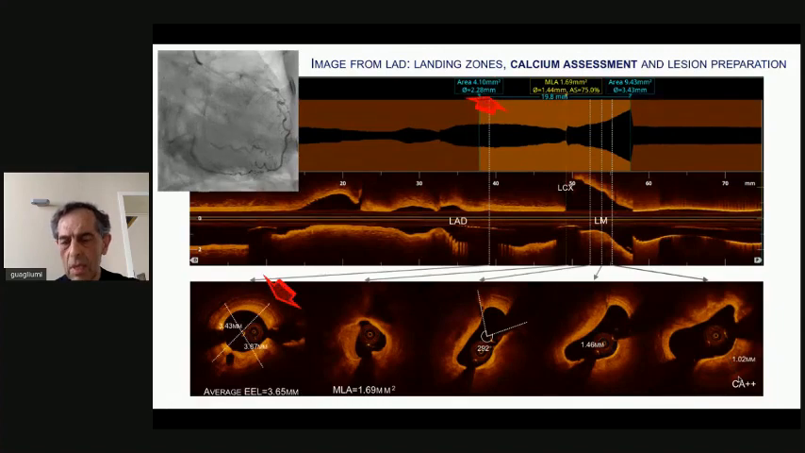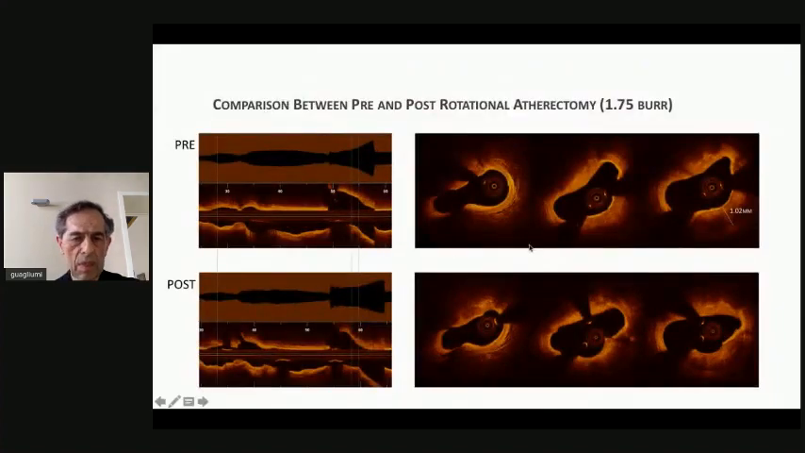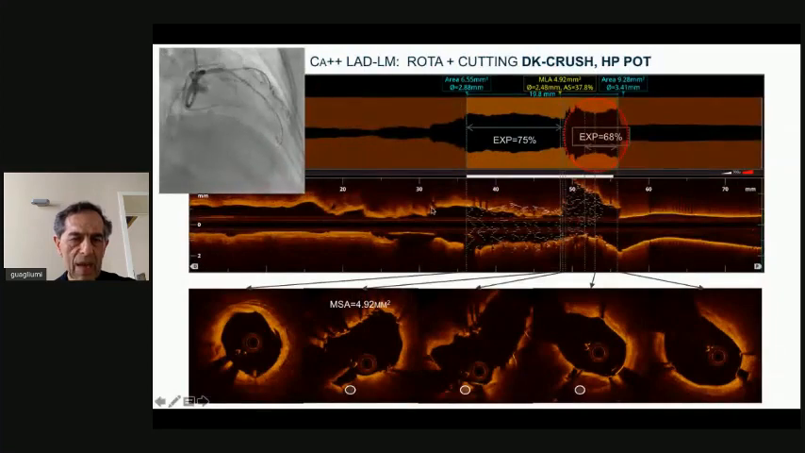Based upon these different aspects, we decided to go with rotational atherectomy. Here you can see clearly how the technology shows the effect after 175 burr, and here you can see how much the lumen profile is changing compared to the first burr. But at this point, still having a lot of calcium behind, we decided to be more aggressive. We went with a cutting balloon. Here you can see the effect after aggressive cutting plus decay crush and a high-pressure POT.